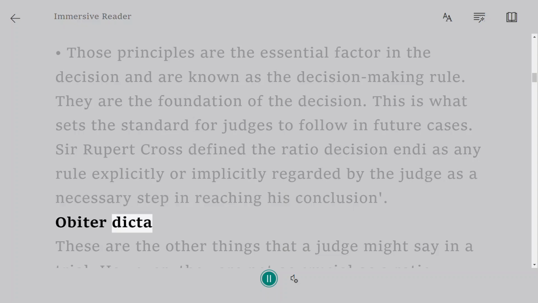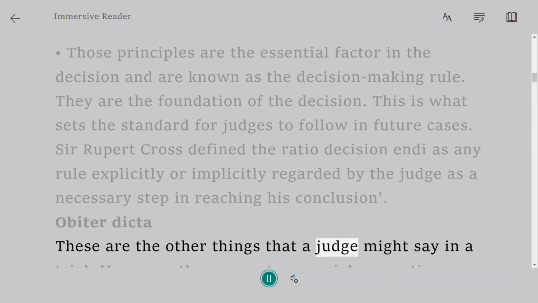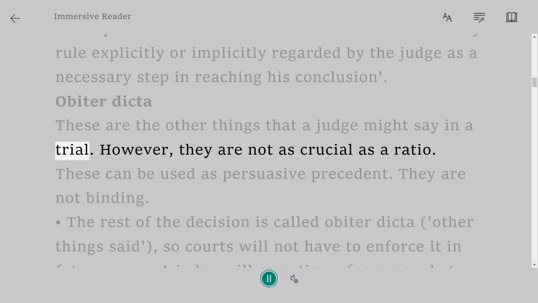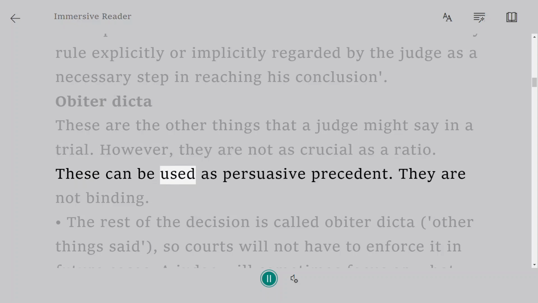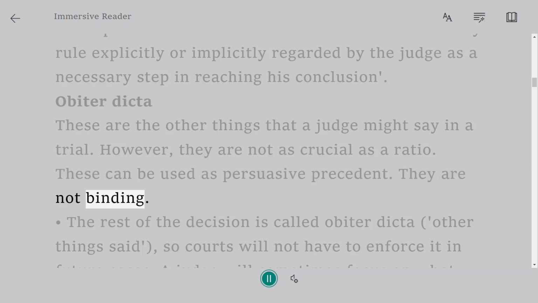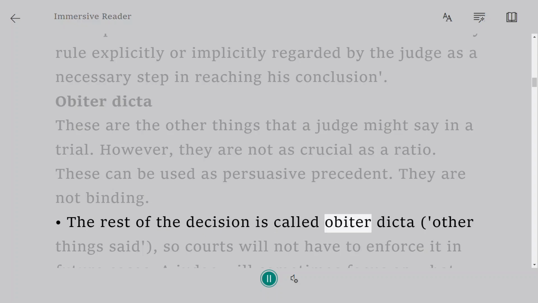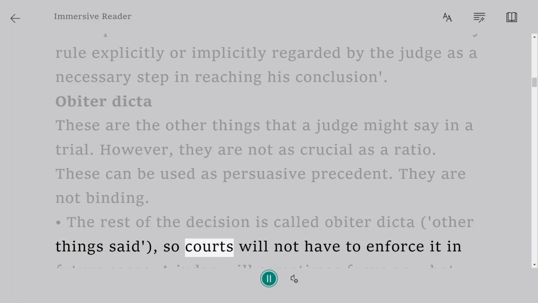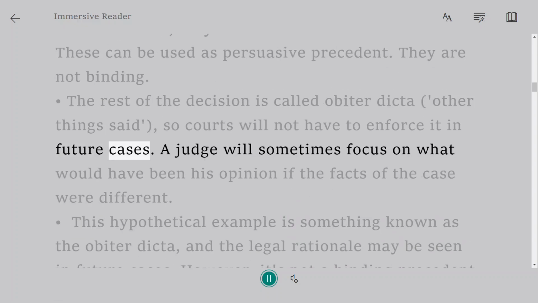Obiter dicta. These are the other things that a judge might say in a trial. However, they are not as crucial as a ratio. These can be used as persuasive precedent. They are not binding. The rest of the decision is called obiter dicta, other things said, so courts will not have to enforce it in future cases.